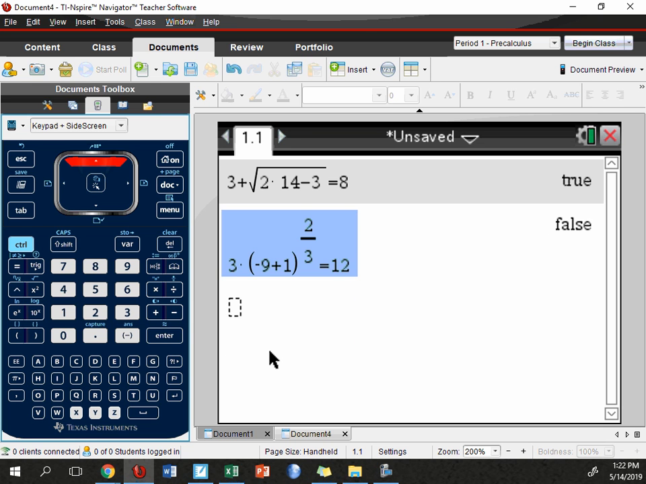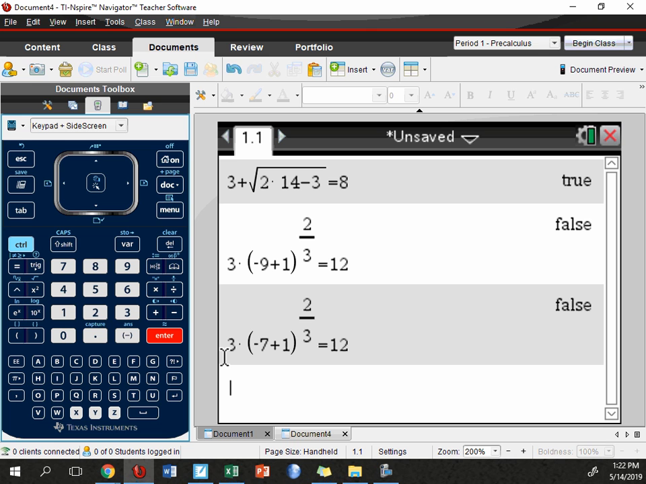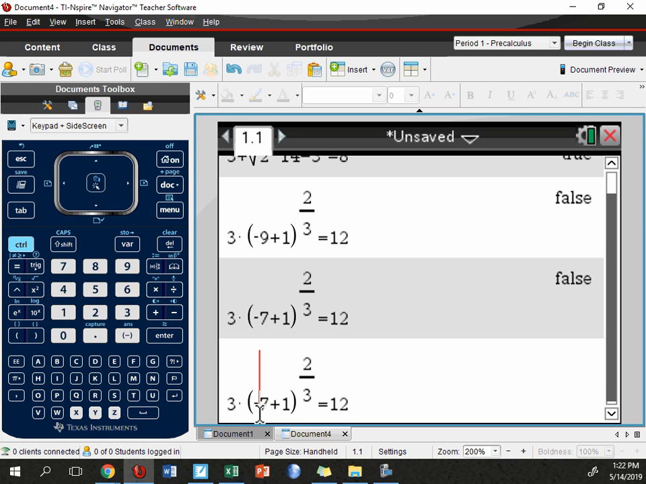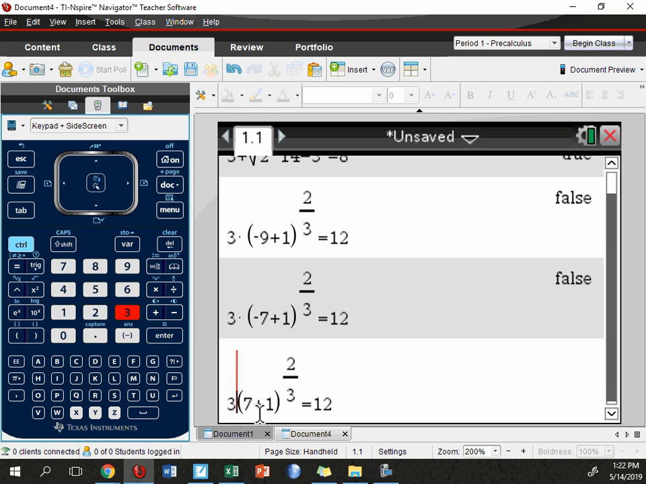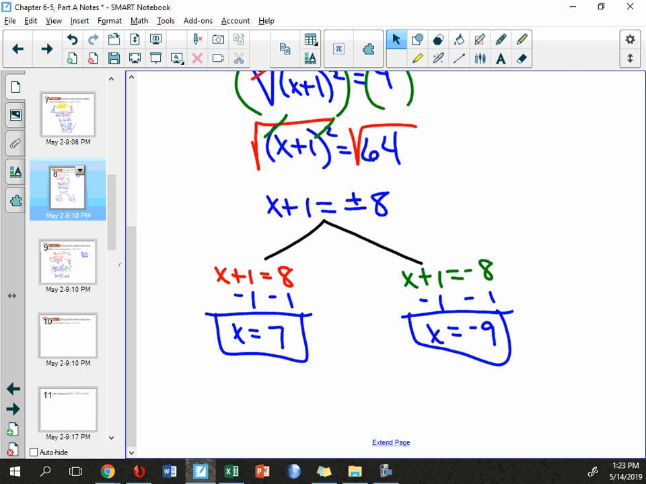I'm going to arrow up twice and hit enter, and I'm going to replace negative 9 with what? Positive 7. Maybe. And I'm going to hit enter. And what does that one say? Sorry, guys, it doesn't like to delete right there. And that one's true. Do we see that? Yes? So we go back over to the example, and that means this is not correct, and this one is. Yes?